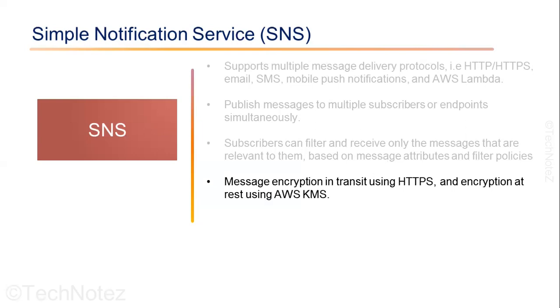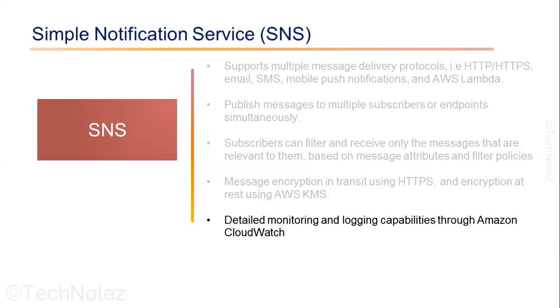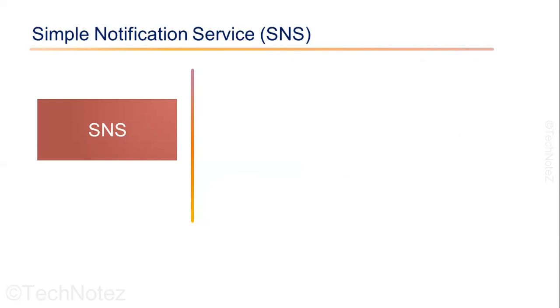SNS can be integrated with other AWS services such as AWS Lambda, CloudFormation, CloudTrail, and CloudWatch to provide seamless messaging capabilities across the AWS environment. SNS provides detailed monitoring and logging capabilities through Amazon CloudWatch, enabling you to track message deliveries, errors, and performance metrics. SNS is a fully managed messaging service that enables the distribution of messages to multiple recipients or subscribers. It can be used to send messages to a large number of subscribers such as mobile devices or distributed systems.